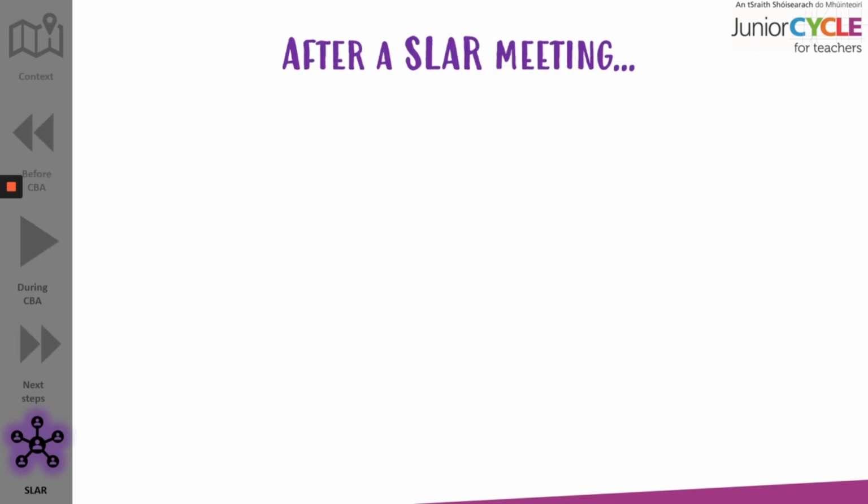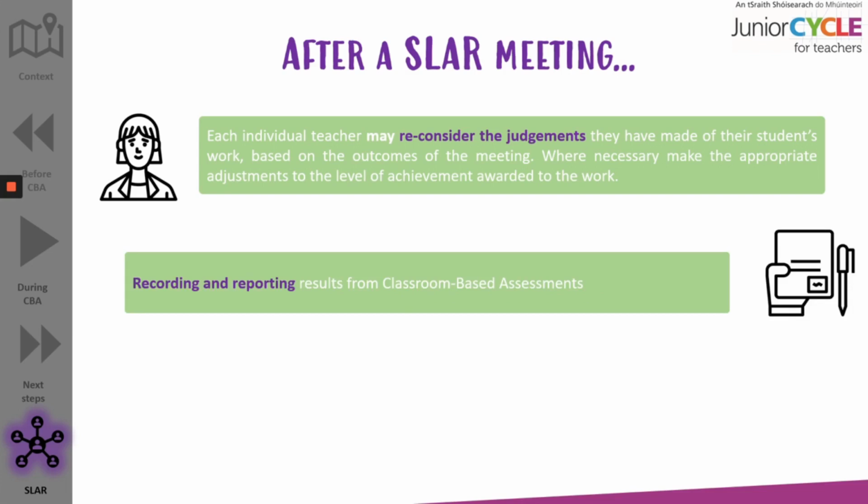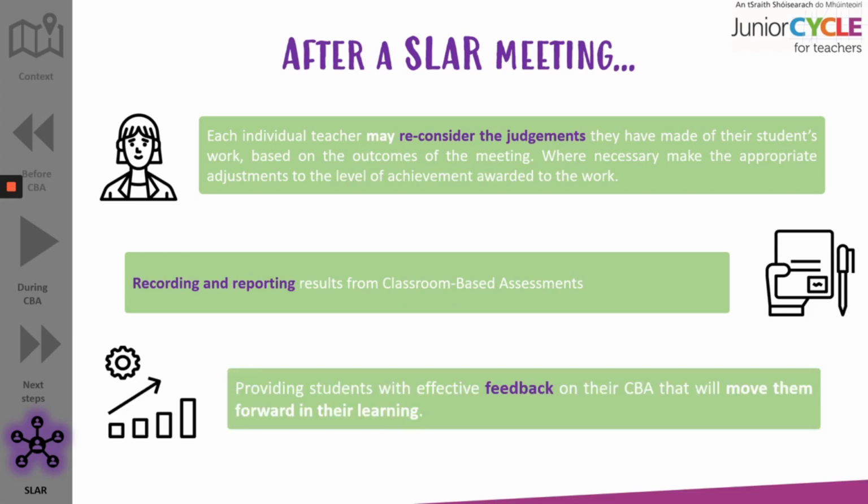In terms of what happens after a SLAR meeting, each individual teacher may reconsider the judgments they have made of their students' work based on the outcomes of the meeting, and then where necessary make the appropriate adjustments to the level of achievement awarded to the work. The recording and reporting results from the CBA takes place, and finally students are provided with effective feedback on their CBA that will move them forward in their learning journey.